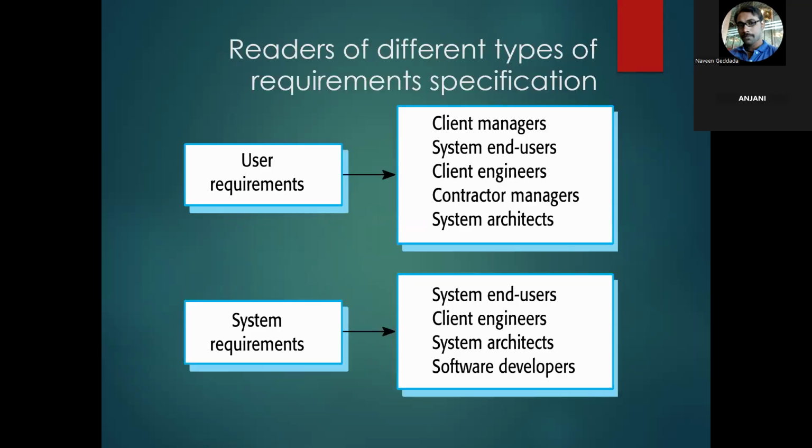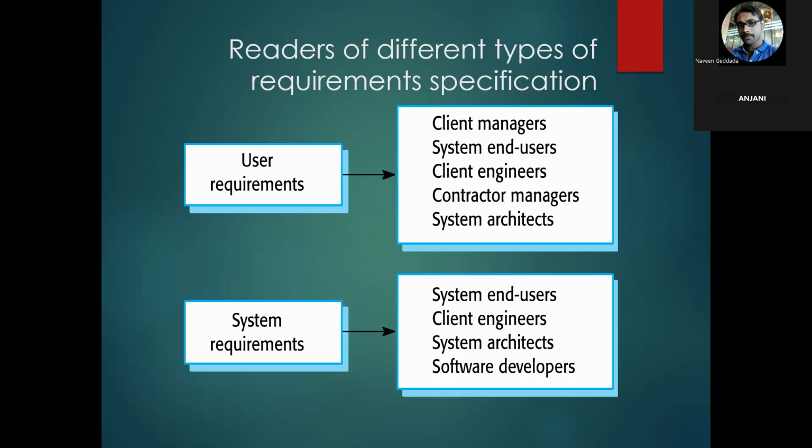Now if you see the user requirements or system requirements, user requirements will be mostly handled by the client managers, system end users, client engineers, contract managers, and system architects. Client managers are from the business level. They will have different roles, like a sales manager for the sales team, a finance manager for finance or accounts related things, and a stock supervisor or inventory manager, who is responsible for identifying the stocks and their availability.